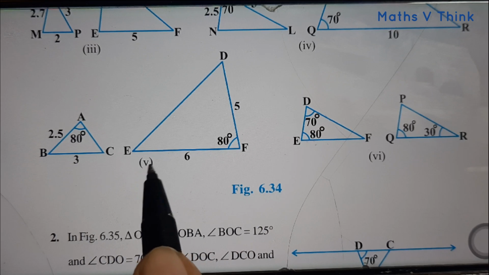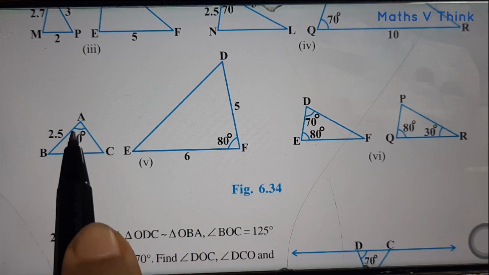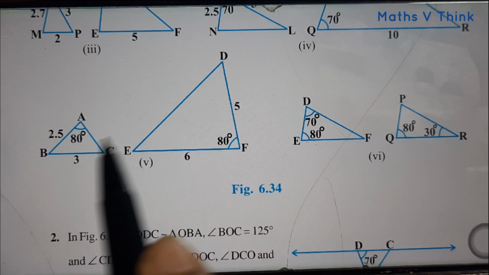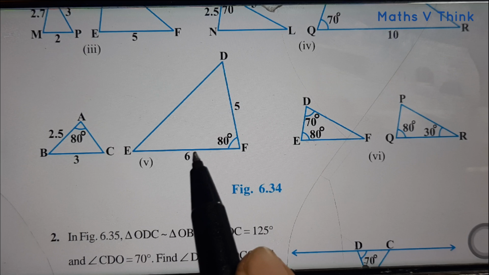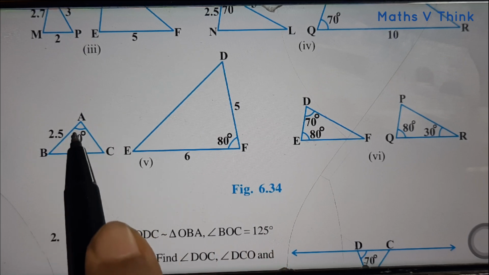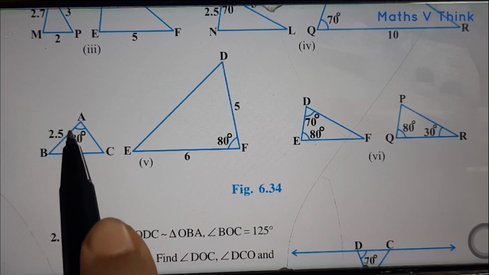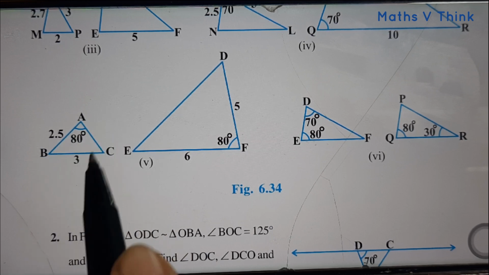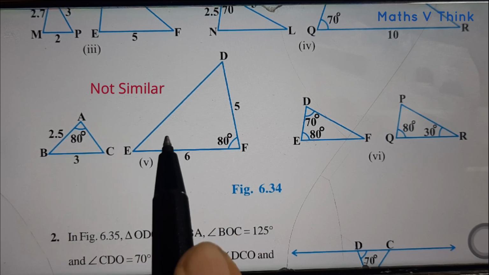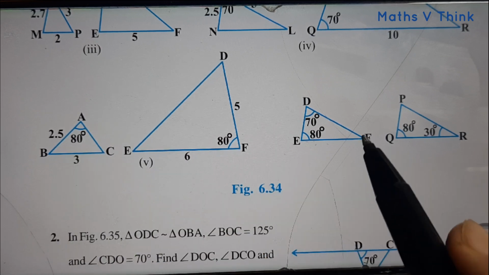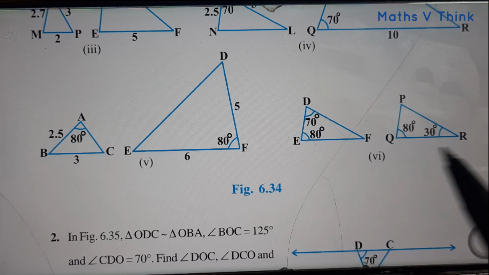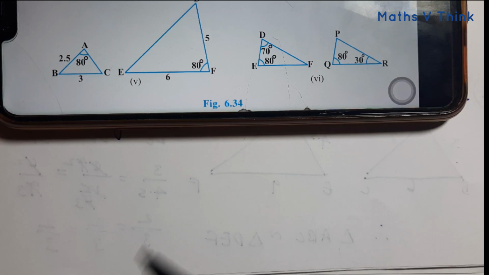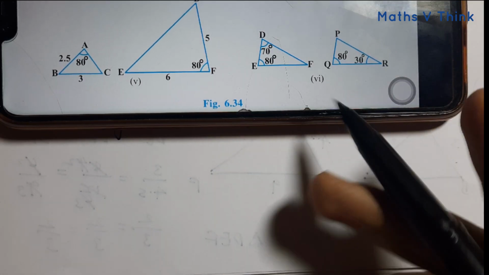Now fifth subdivision. I can see one angle is equal, angle A and angle F. And you can see 2.5 divided by 5 is equal to 1 by 2. Same way 3 by 6 is 1 by 2. But in this triangle, the angle is here. Actually in SAS similarity, the angle should be between the two sides. But here it is not like that. So I should tell these two triangles are not similar. Same way, triangle DEF and triangle PQR, they have given two angles. Now I will be showing the sixth one.